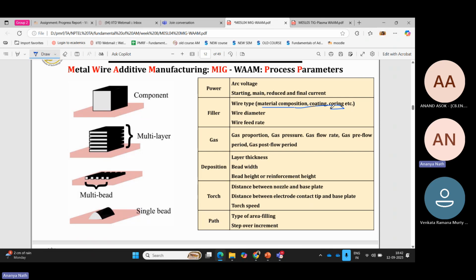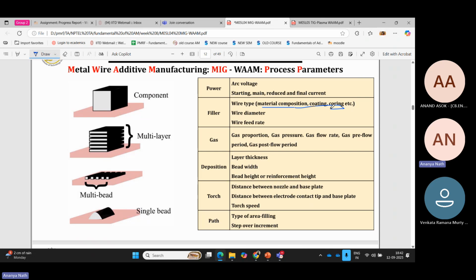It's not true. It depends on the material, how you are going to remelt the surface, and how the material is going to wet, what its wettability is. So these are the parameters. Then, as we are using the torch as a tool, the distance between the nozzle and the base plate, what is called stand-off distance in other processes, is called the arc length here. That is one very important process parameter.